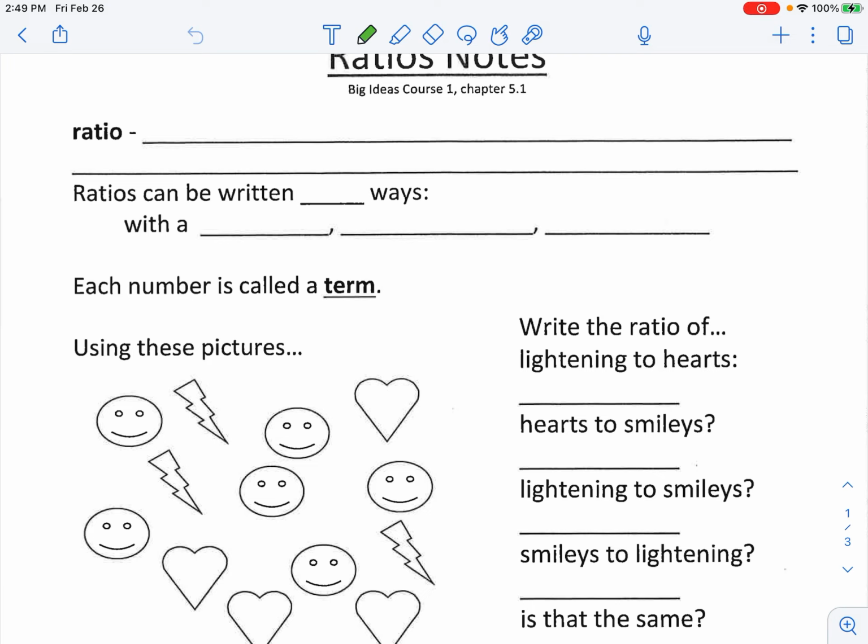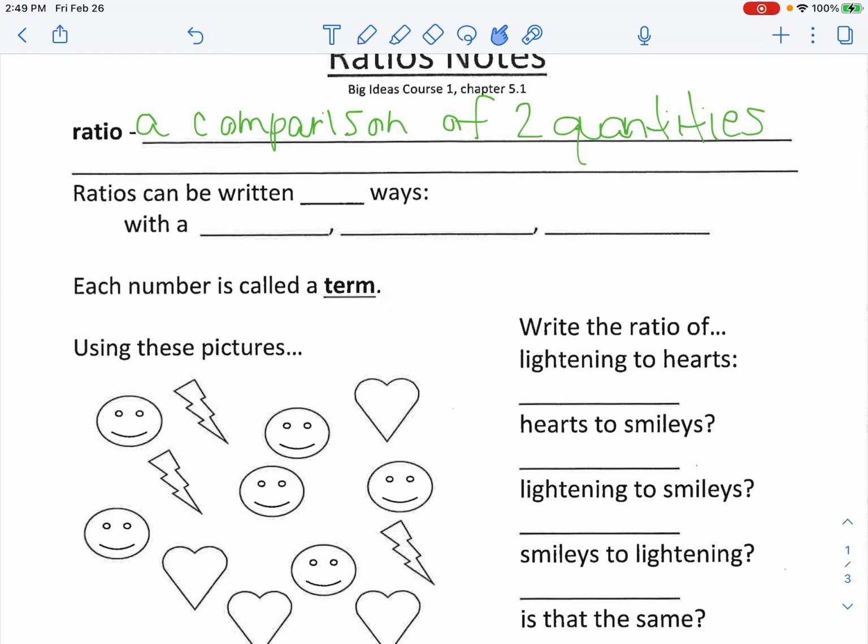All right, first of all, definition, what is a ratio? A ratio is a comparison of two quantities. A quantity is a number. A comparison of two quantities. And we're going to talk about different ways that we can compare.